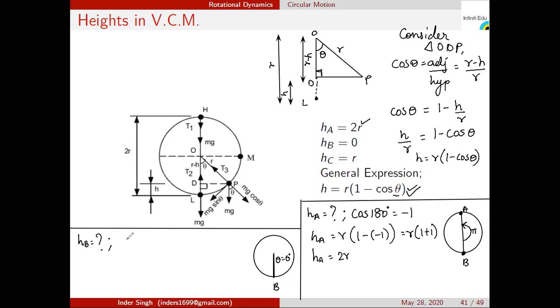So what is the cos 0 value? Cos 0 is how much? 1. So in place of cos 0 we have to substitute 1. So what is the value of HB then? HB will be equal to r into 1 minus cos 0. In place of cos 0, 1. 1 minus 1 is 0. So HB is equal to 0. So we proved that HB is equal to 0 according to the general expression. Okay, now help me find position C. Tell me how you will do it. What will be the angle theta?